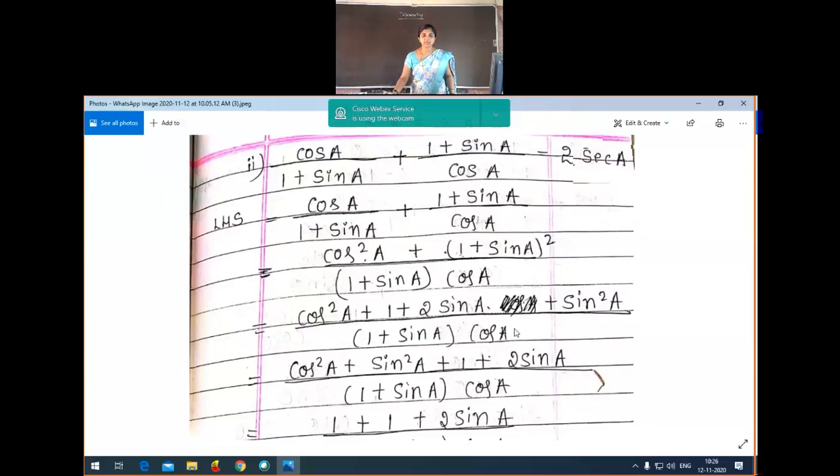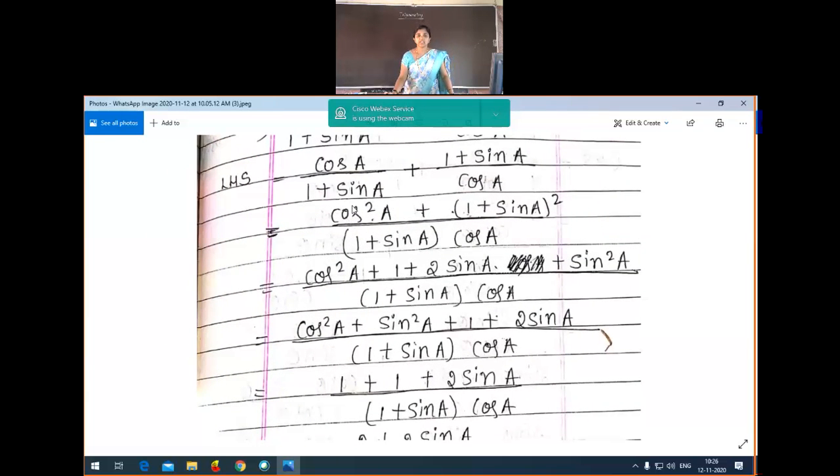Okay. This is about the first step. Next, keep this cos square A as it is. Cos square A only. Plus.